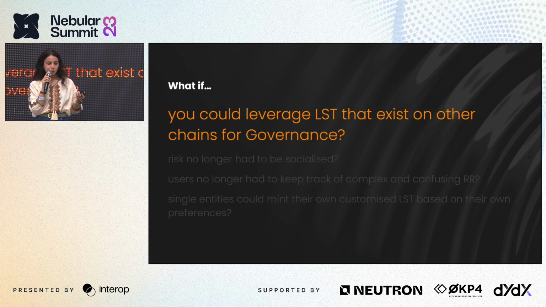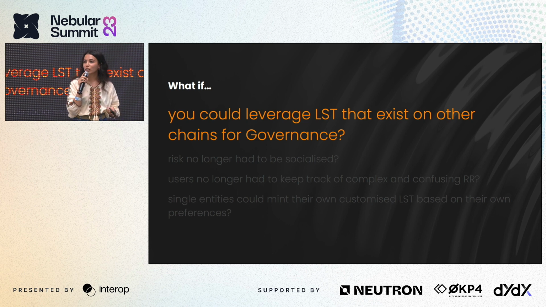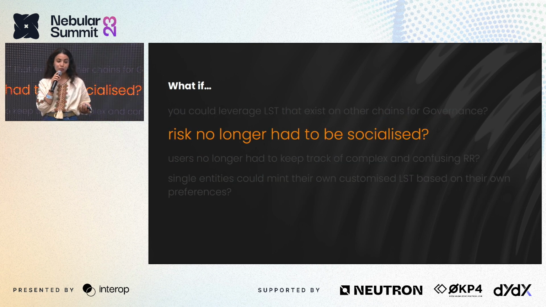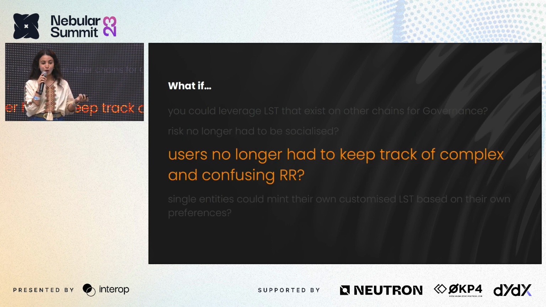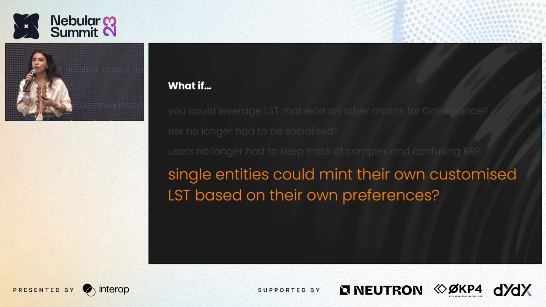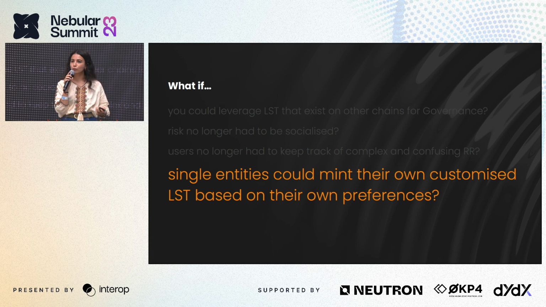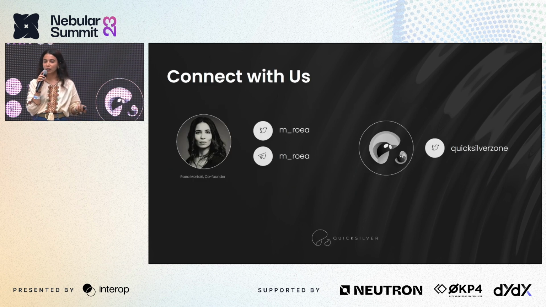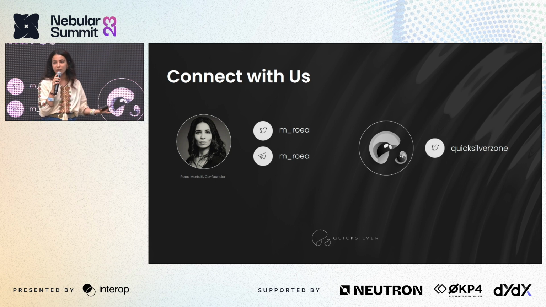And so, I want you to imagine with me: what if you could leverage liquid staking tokens that exist on other chains for governance? Or what if risk no longer had to be socialized, or users no longer had to keep track of really painful redemption rates? Also, what if single entities could mint their own customized liquid staking protocol based on their own preferences, their own risk profile, their own choices? This is what we expect will be the next frontier for liquid staking protocols. And this is what we are currently working on, and will be trying to address through our product roadmap in the next year or so.